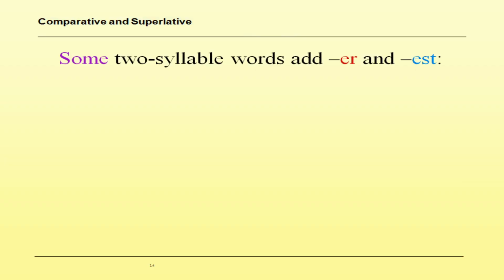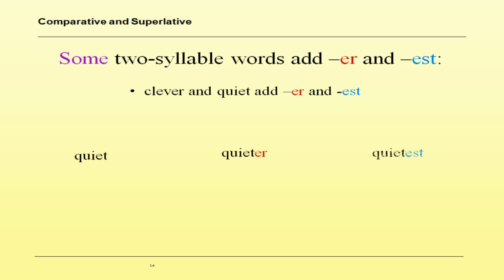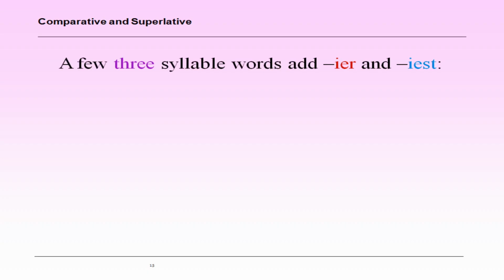Some two-syllable words add ER and EST. Examples: clever and quiet add ER and EST. Quiet becomes quieter in the comparative form, and the superlative form is quietest. Or clever becomes cleverer, comparative form, and the superlative form is cleverest. Then a few three-syllable words add IER and IST. Unhappy, unhappier, unhappiest.